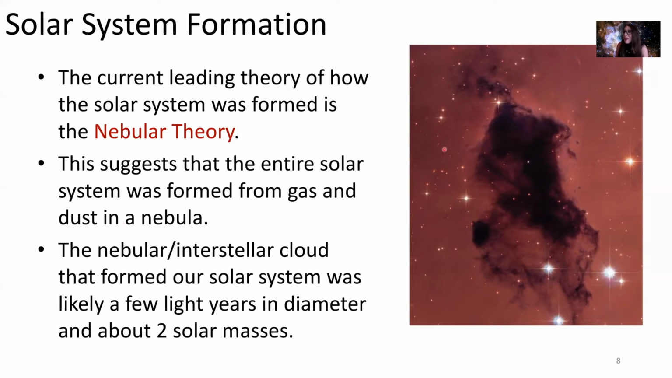Here is an example of a nebula. There are many, many nebulas in our galaxy, in the universe. It just means a cloud of gas and dust. So we formed from one of those clouds of gas and dust. The nebula that formed our solar system was originally about a few light years across in diameter, and it had a mass of about twice that of our sun.